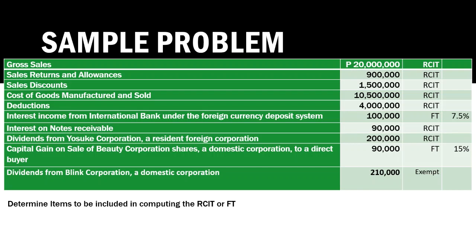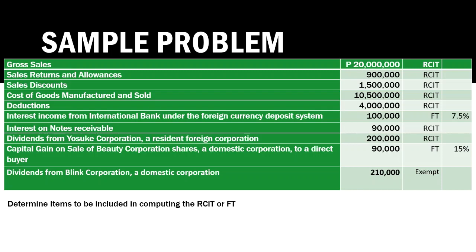Here is a sample problem for a domestic corporation. Let us assume the corporation has a gross sales of 20 million with a sales returns and allowances of 900,000, and then sales discounts of 1,500,000, and the cost of goods manufactured and sold 10,500,000 with deductions of 4 million. Let us assume itemized deduction ito, no, yung 4 million na to.